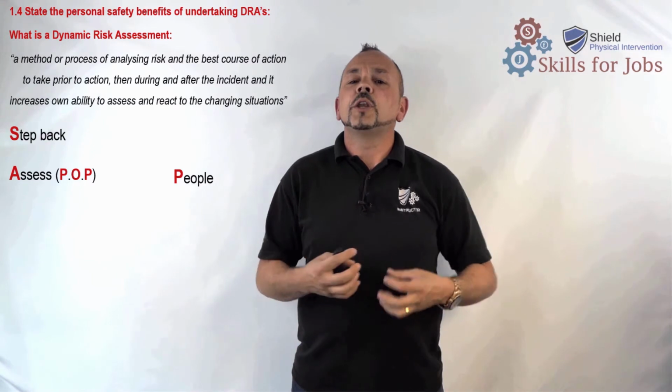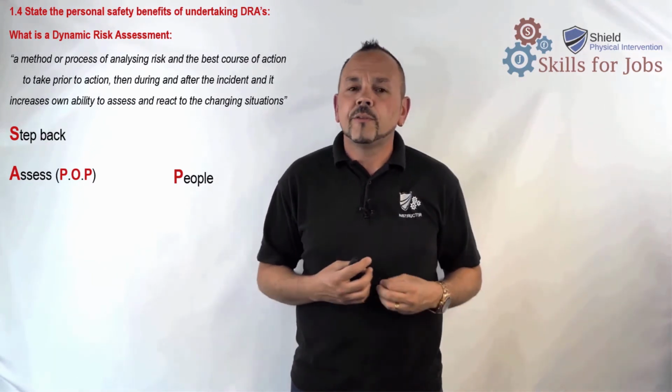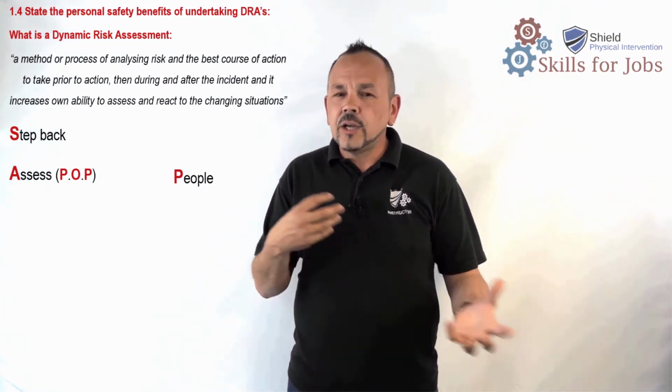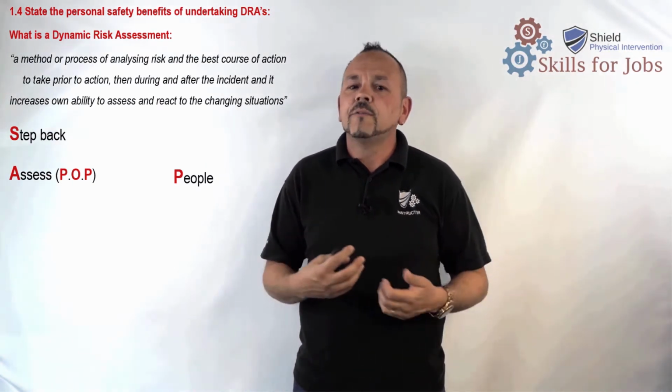How are you going to assess a threat? Well, we'll look at another acronym called POP, P-O-P. So what does that stand for? People, objects, and places. So as you assess a threat, you first of all look at the people. You think about who you're dealing with. Do you know them? How big are they? Have they got any history? Are they drunk? All these types of things you need to consider before even getting involved.